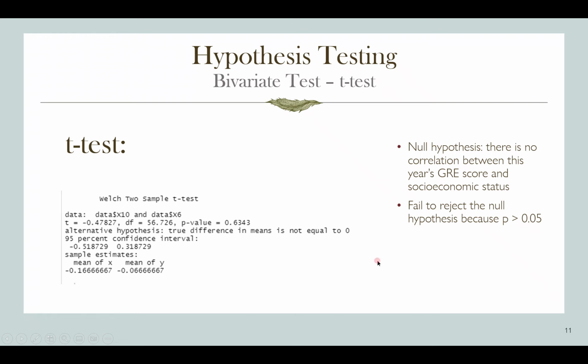Next, we can go into hypothesis testing and conduct a bivariate t-test. So our null hypothesis in this instance would be there is no correlation between this year's GRE score and socioeconomic status. And as we can see, our variables corresponded to this year's GRE and socioeconomic status. And since our p-value is greater than 0.05, we fail to reject the null hypothesis.